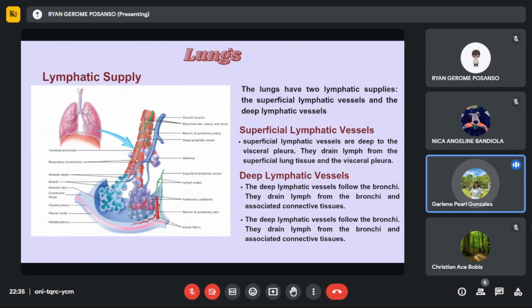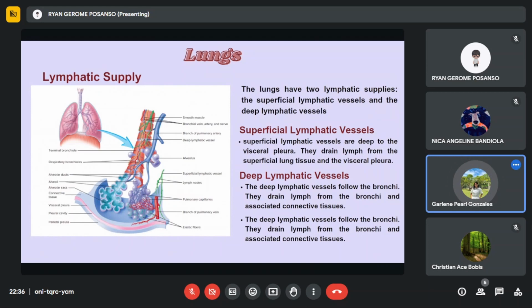Lastly is the lymphatic supply. The lungs have two lymphatic supplies, the superficial lymphatic vessels and the deep lymphatic vessels. First are the superficial lymphatic vessels. Superficial lymphatic vessels are deep to the visceral pleura. They drain lymph from the superficial lung tissue and the visceral pleura.